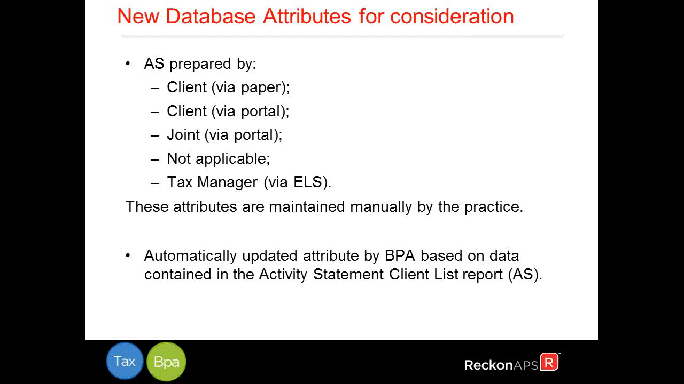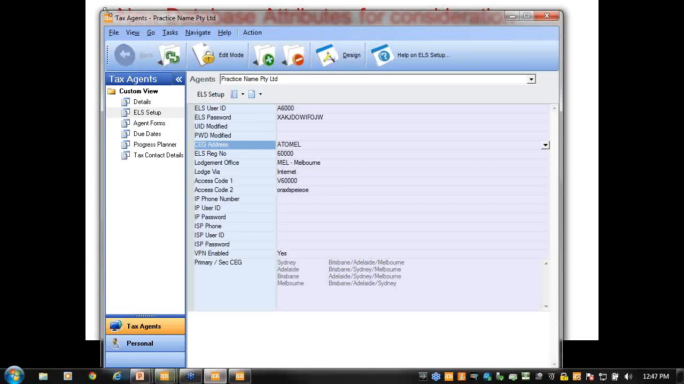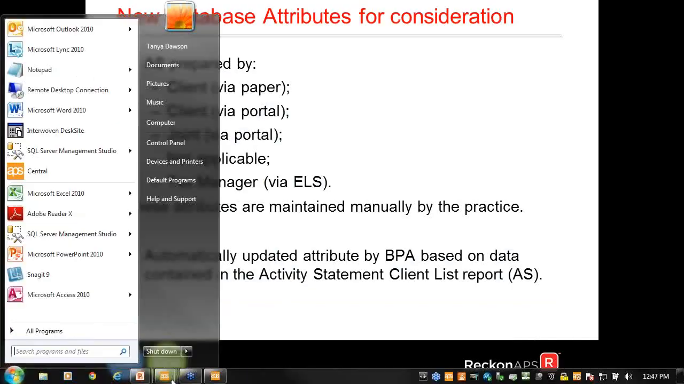So one of the things that you might consider setting up is an attribute called activity statement prepared by. Okay, so that would be your attribute, and your responses to those attributes might be as follows. So this is an example that we've come up with. So you might say client via paper, client via portal, joint via portal, not applicable, because we don't prepare an activity statement for a specific client, or tax manager, which is via ELS. Okay. Now these attributes, and I'm going to show you an example of one, would be maintained by the practice in a manual fashion. Okay.